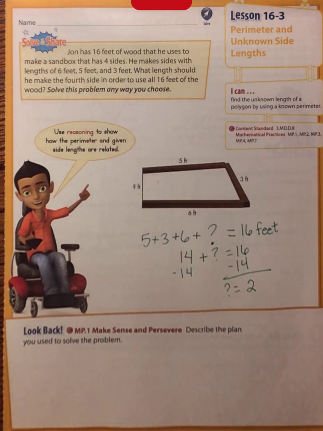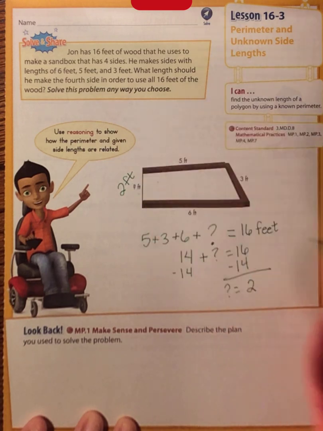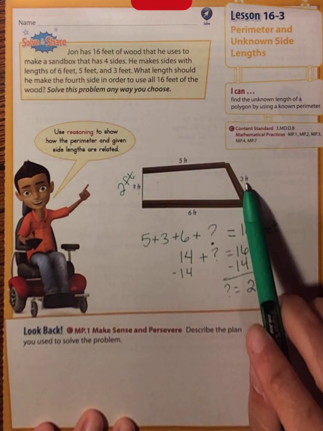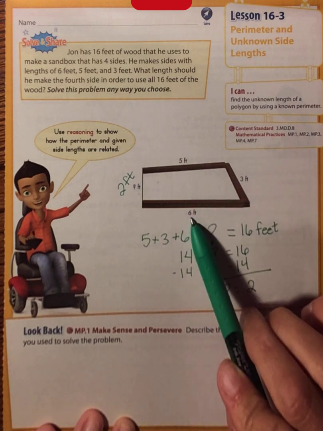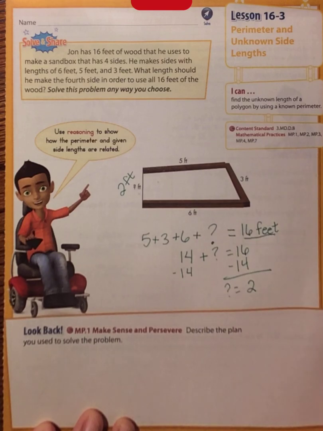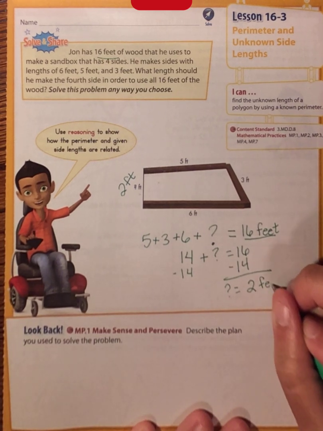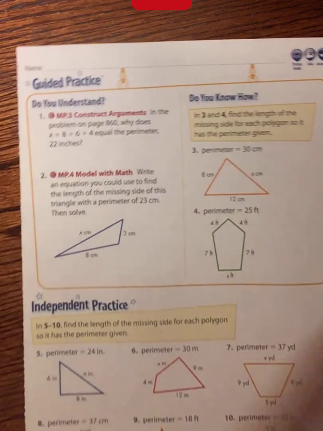Don't forget to check yourselves. So go over here. You have 2 feet and add. 2 plus 5 is 7 plus 3. 7 plus 3 is 10. And 10 plus 6 is 16, which is the perimeter we were given in our problem. So we know our answer is correct. And don't forget the label. Turning over.